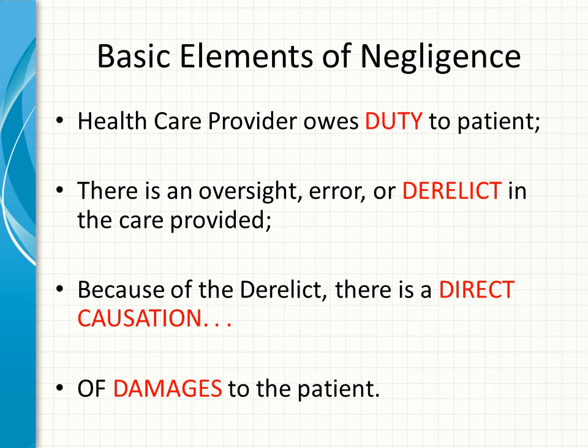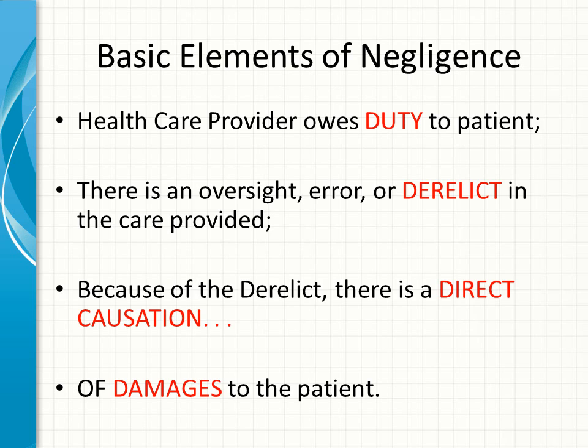doctor leaves a sponge in patient's abdomen. Patient gets a broken ankle 3 months later because he slipped and fell on the ice. Is there direct causation? Did the sponge cause the damages? No. There's enough damage in the fact that the sponge is in the patient. That settles that case, but the sponge in the patient can't be blamed for slipping on the ice and breaking the ankle. Okay? So there has to be causation between the derelict and the damages.